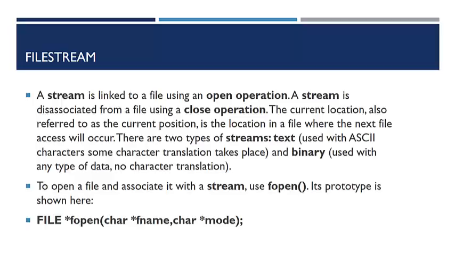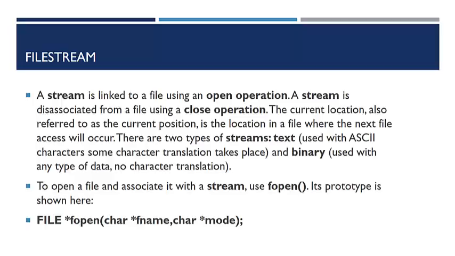The current location, also referred to as the current position, is the location in a file where the next access will occur. There are two types of streams: text, which are used with ASCII characters or where some character translation takes place, and binary streams, which are used with any type of data and where there is no character translation.